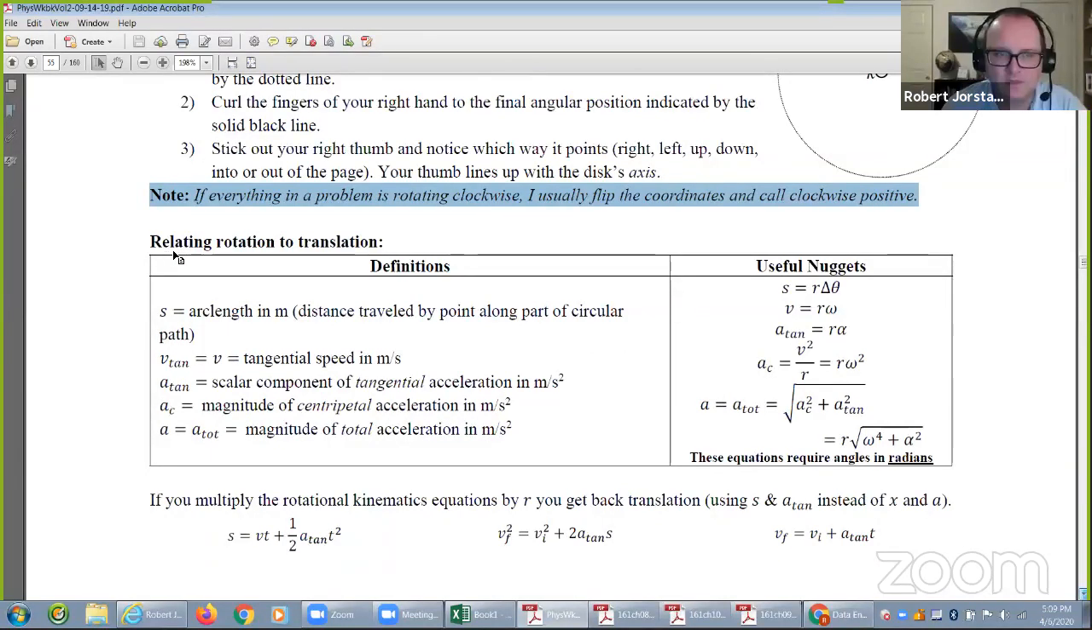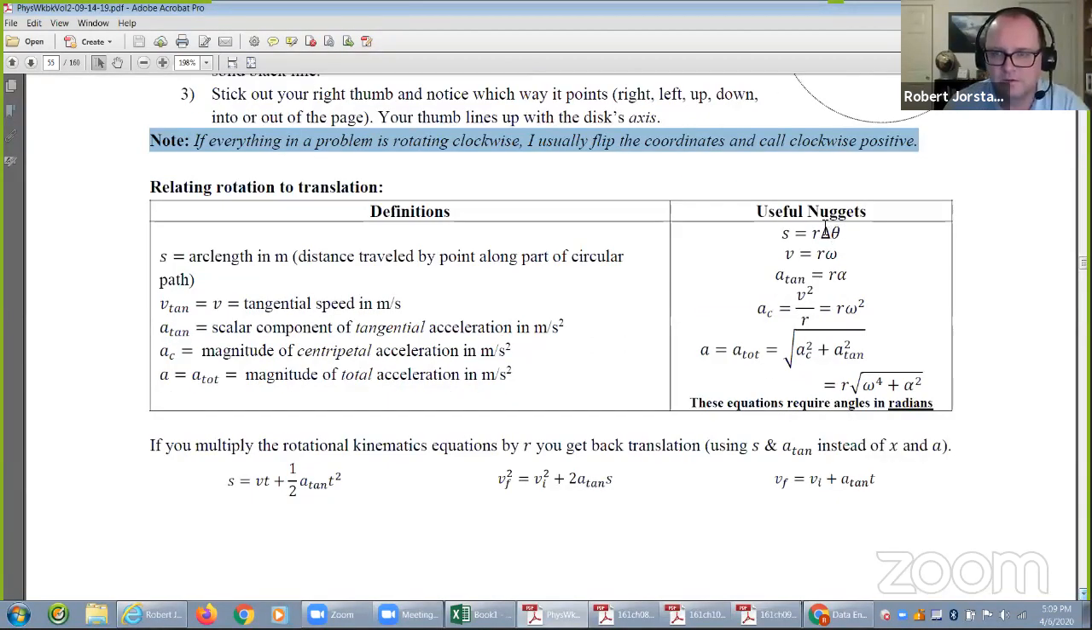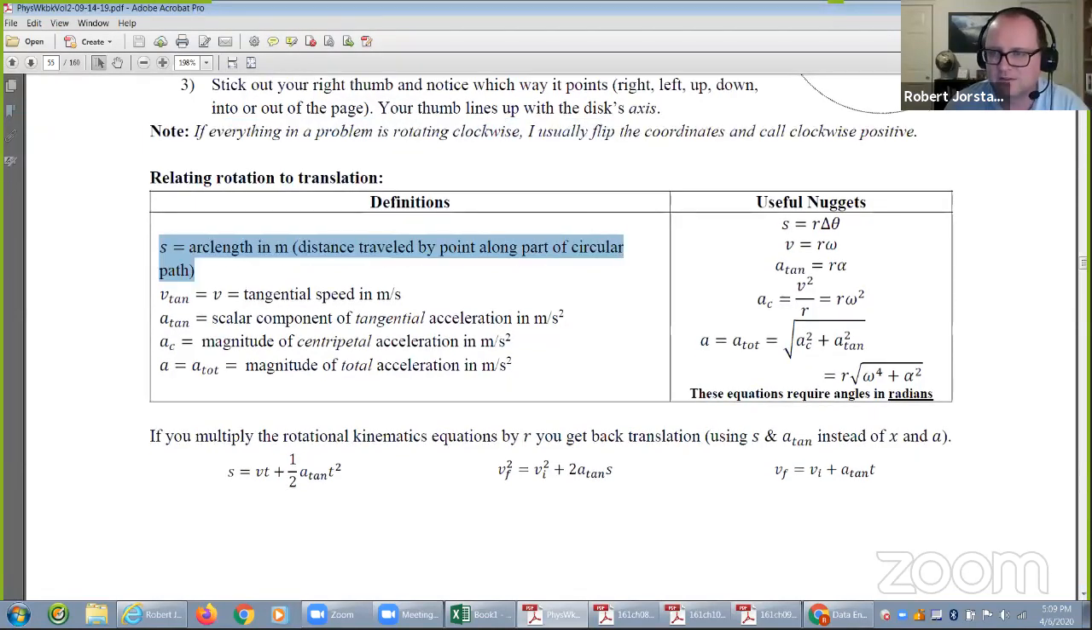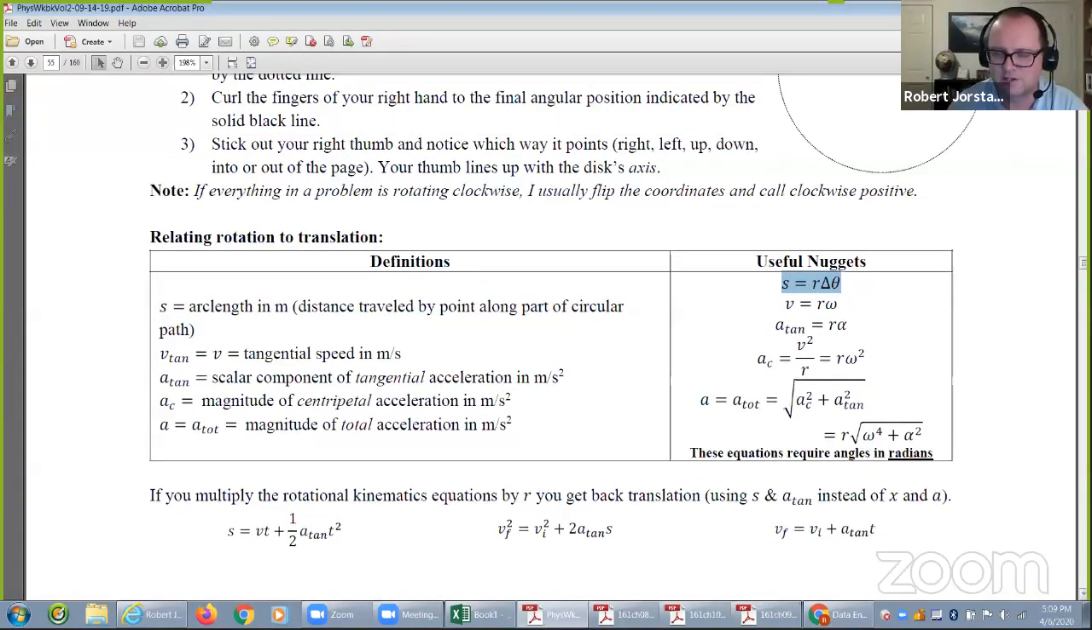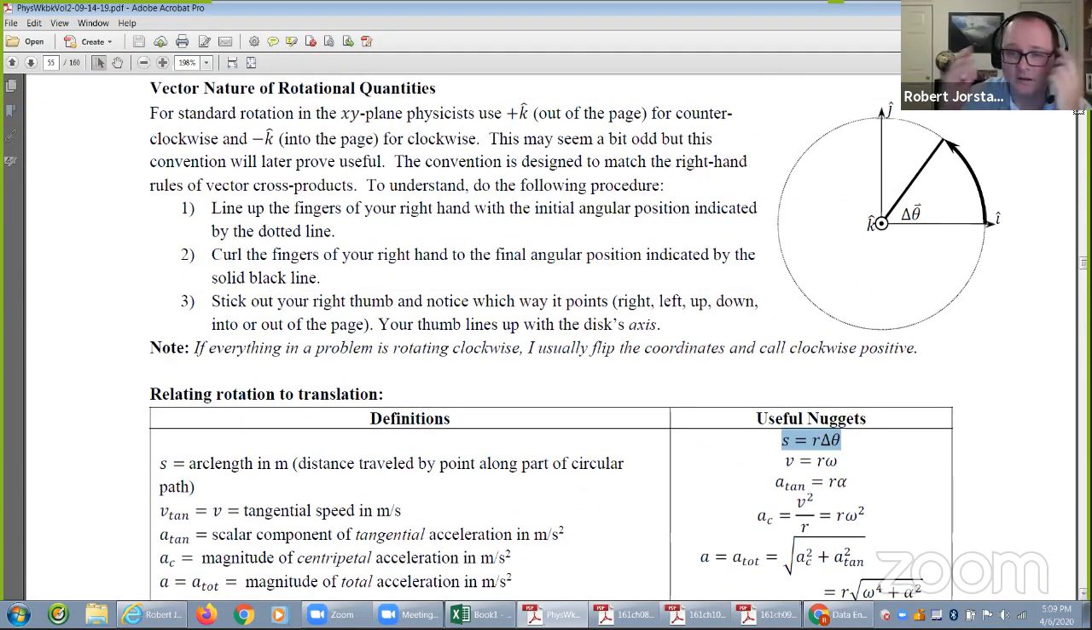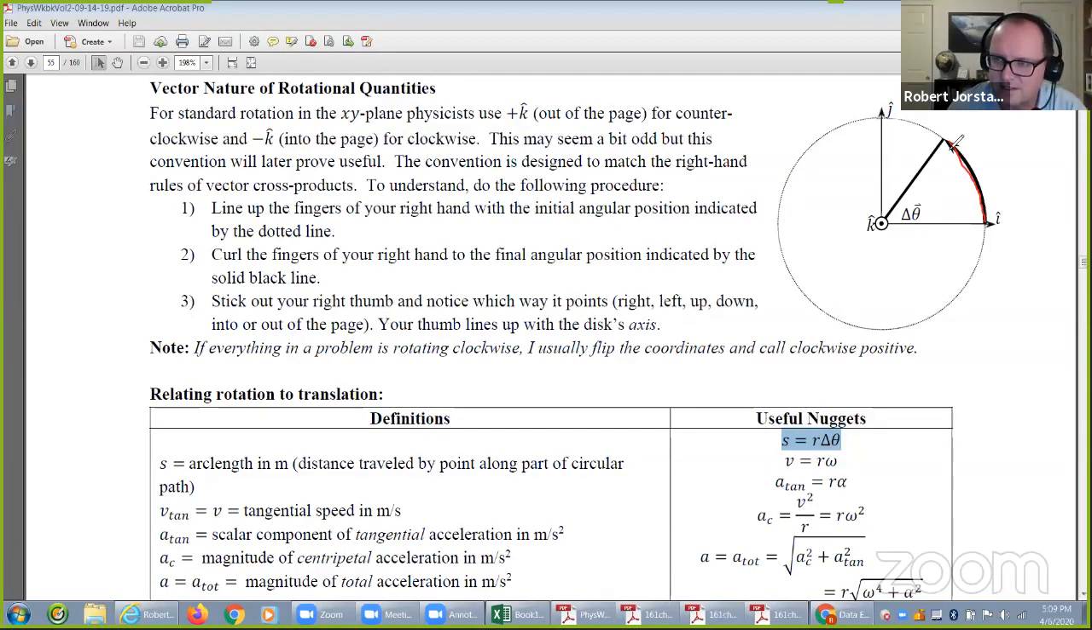S is called arc length. And if you wanted to figure that out, if you know the radius of something, so if I could go up here, and I'll get your question in just a second, Ryan. In this case, look at this red line right here. This would be the arc length. It's the distance traveled along the arc. It's the length of the arc. In this case, it's the radius here, radius, times delta theta. So here, S is equal to the radius times the change in angle.